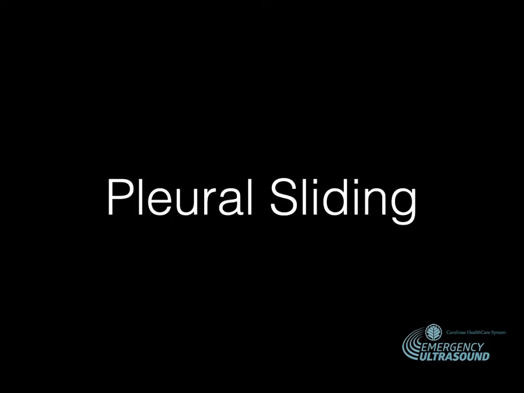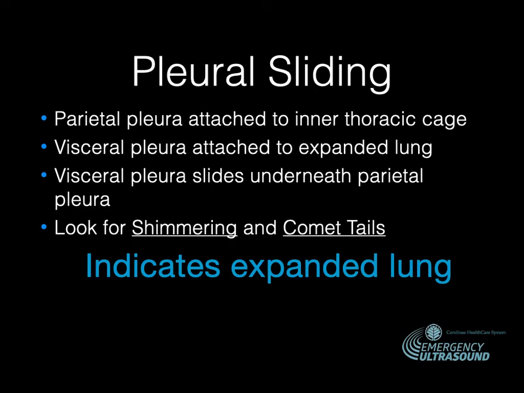The next aspect that we want to look at in thoracic ultrasound is something we call pleural sliding. Pleural sliding is a shimmering artifact when the parietal pleura and the visceral pleura slide on top of one another. Remember that your parietal pleura attaches to your thoracic cage and your visceral pleura is attached to expanded lung. Visceral pleura slides underneath the parietal pleura and causes this shimmery artifact, almost like ants marching.